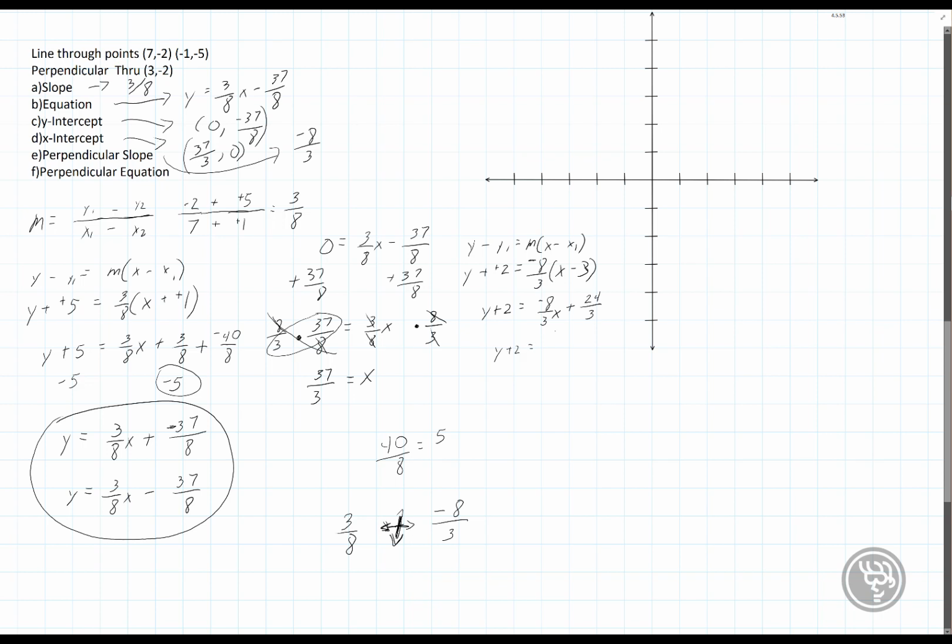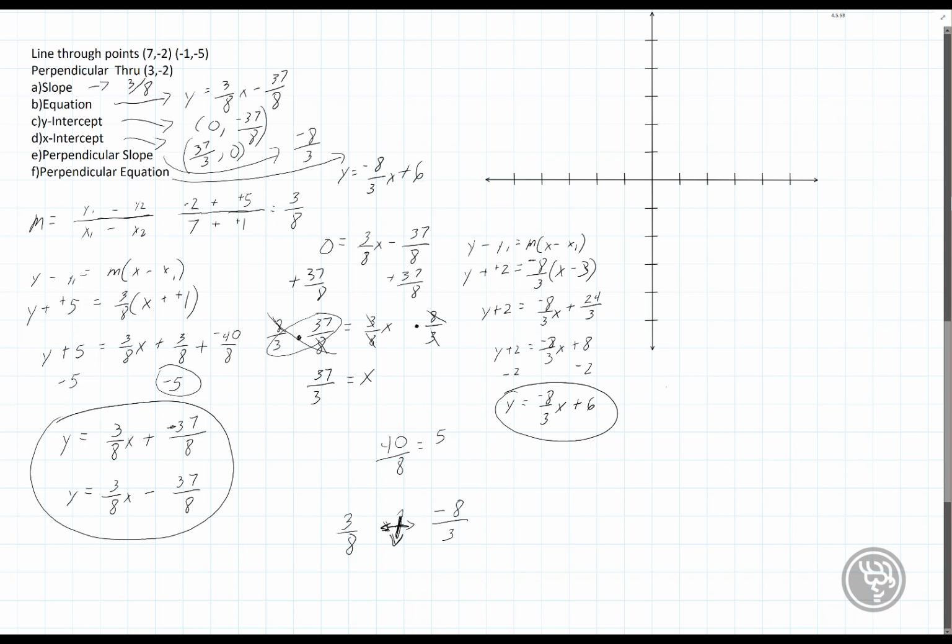Y plus 2, still, I'm not going to move it over yet, minus 8 over 3 x. 24 divided by 3 is just 8, so plus 8. Right? So we're going to do a minus 2 here, minus 2 here. Your y is equal to minus 8 over 3x plus 6. And that's your second equation. So your equation down here for this one, y equal to minus 8 over 3x plus 6.